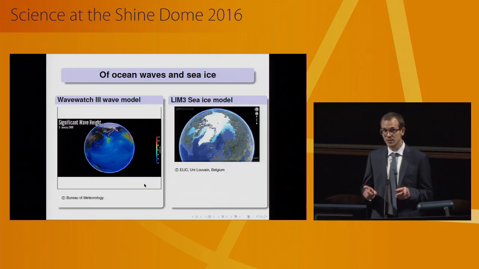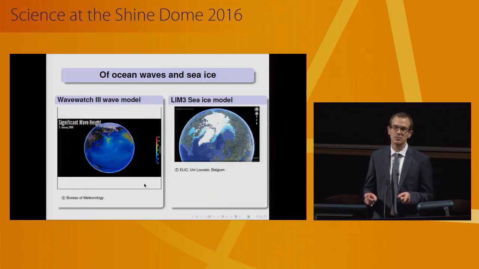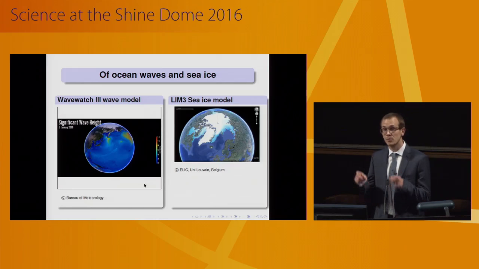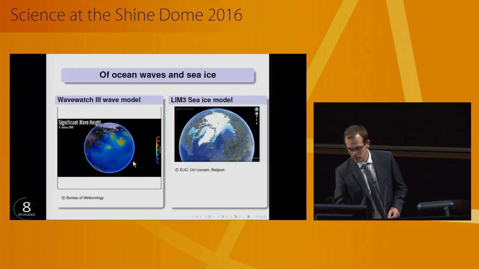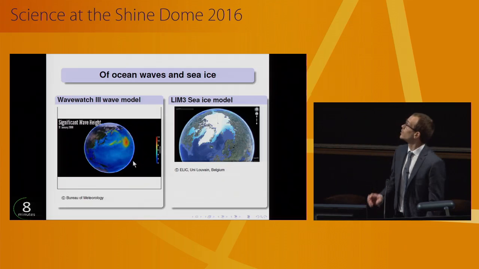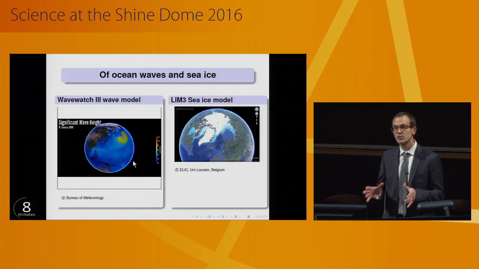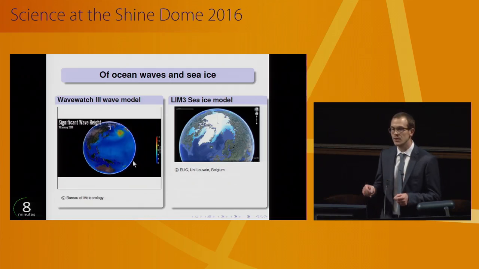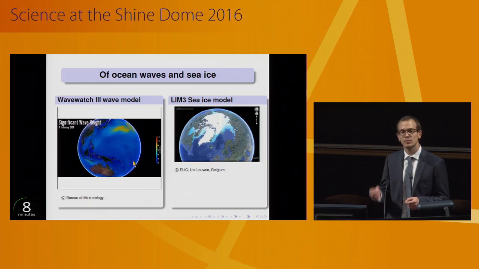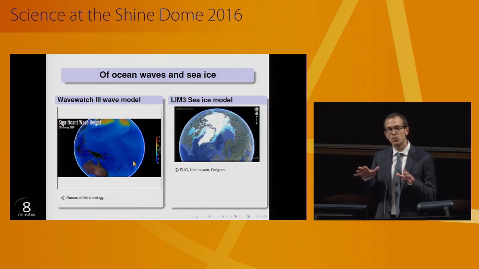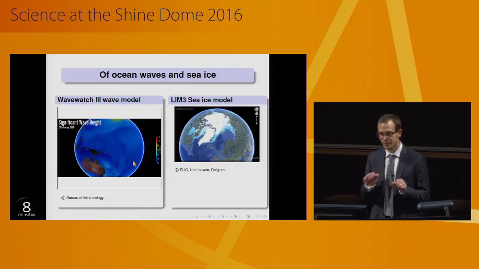As a science community, we can do very impressive things in terms of modelling waves and modelling sea ice. This video on your left-hand side was produced by the Bureau of Meteorology using a wave model. The image you can see on the right-hand side is a snapshot from a popular sea ice model. I'm interested in where these models overlap.